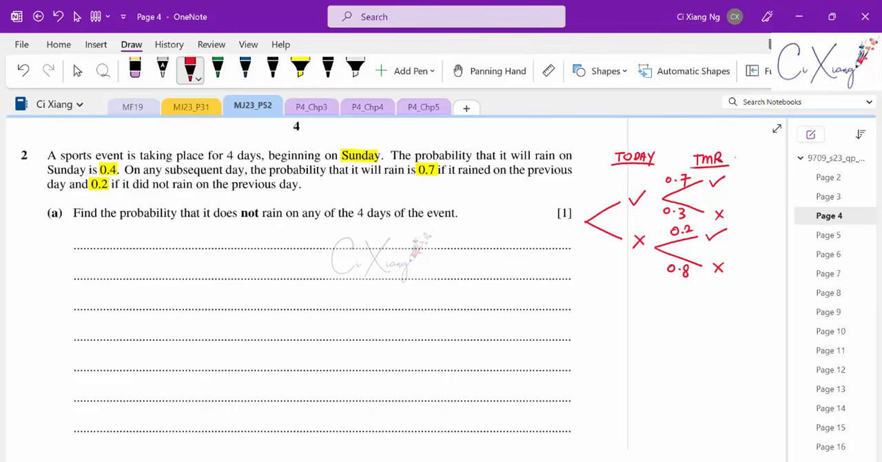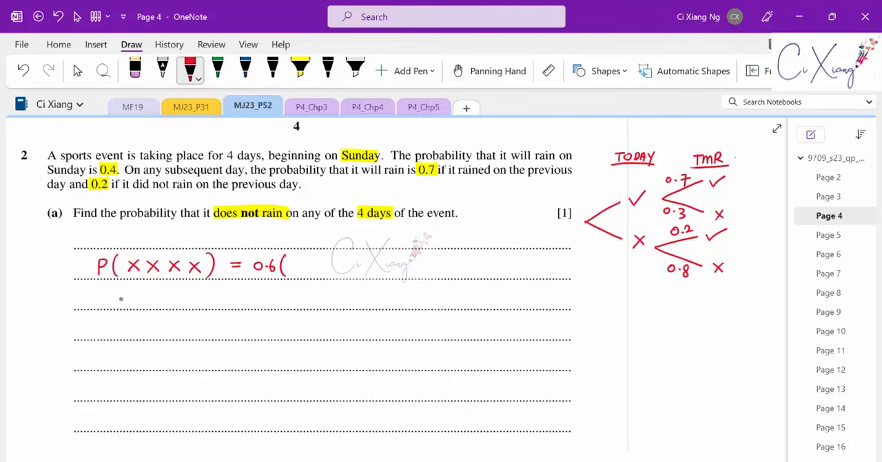Alright, so maybe we can use this simple tree diagram to help us write out the steps correctly first. First of all, they want us to find the probability that it does not rain on any of the 4 days. If it does not rain on any of the 4 days, basically it's like this: first day not raining, second day not raining, third day not raining, fourth day also not raining. For the first day, Sunday, the probability of not raining is 0.6.